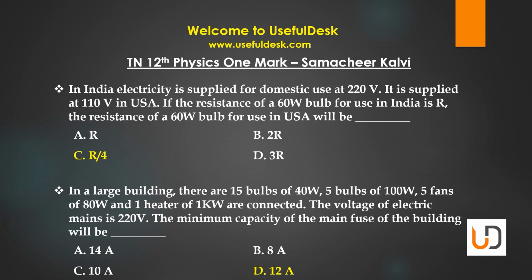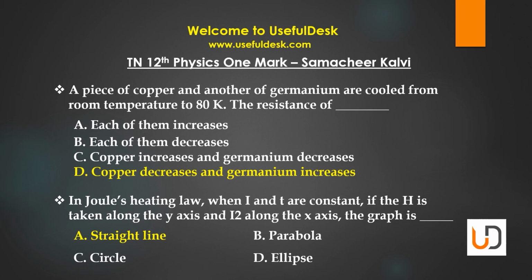12A. The next question is: a piece of copper and another of germanium are cooled from room temperature to 80 Kelvin. The resistance of dash. The options are: each of them increases, each of them decreases, copper increases and germanium decreases, copper decreases and germanium increases. The correct answer is copper decreases and germanium increases.